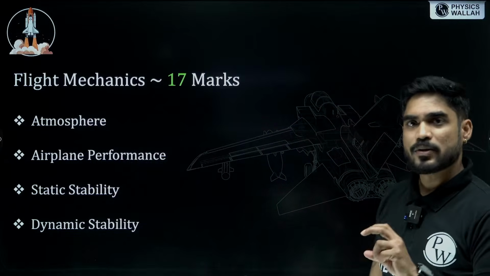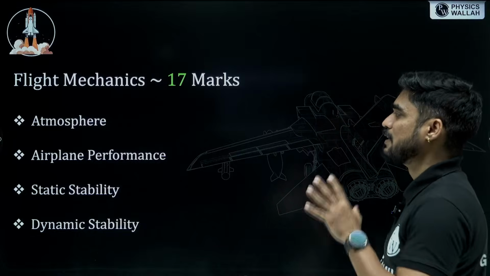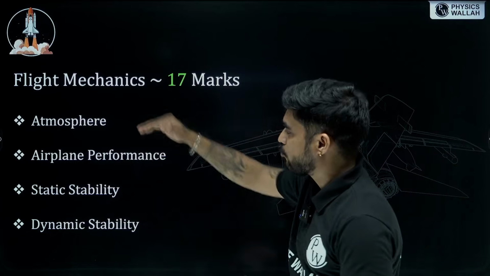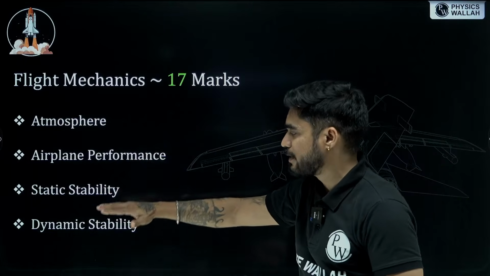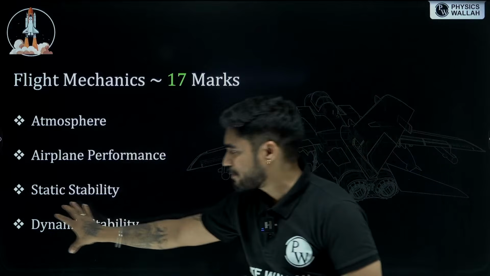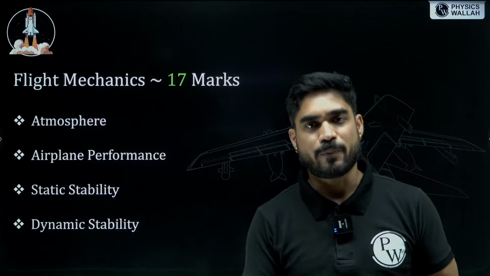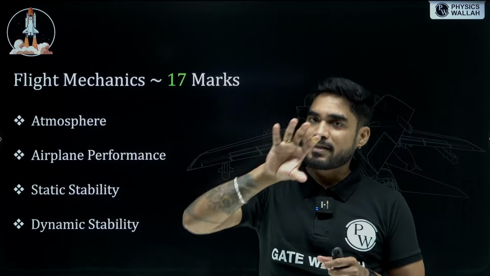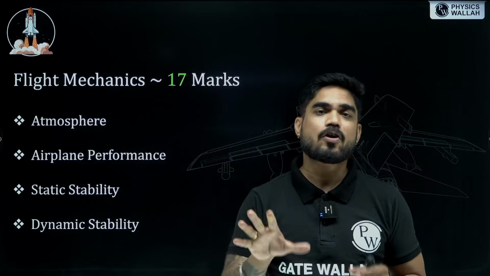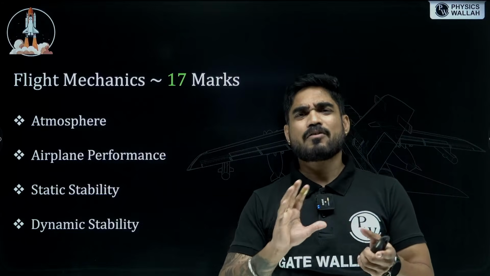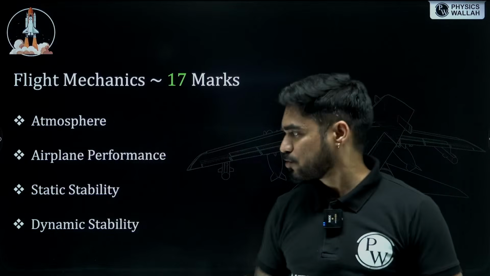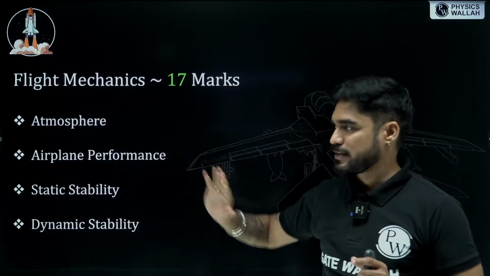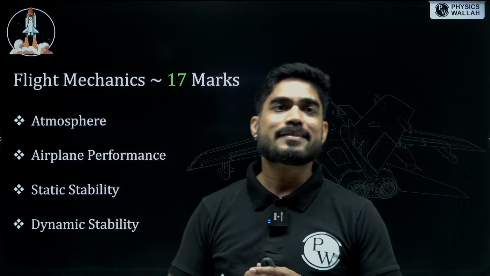So on average you can say 17 marks of questions are from flight mechanics, which contains 4 important topics: atmosphere, airplane performance, static stability, dynamic stability. Dynamic stability is written in special topics. If you look at the syllabus of GATE Aerospace, they have given some core topics and some special topics. Special topics are the topics from where 10% of questions can be expected. So dynamic stability is one of the special topics. The rest 3 are your core topics: atmosphere, airplane performance and static stability.